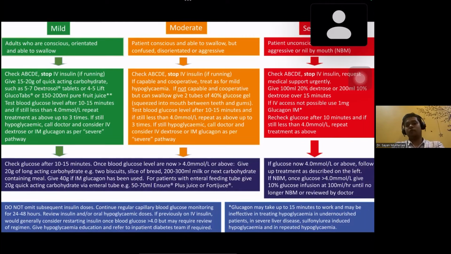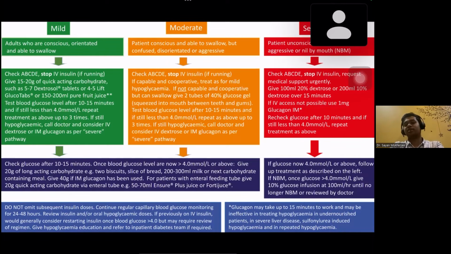If it's still less than 4, or if it's still less than the threshold that we have set, we can continue this 3 times. Give him glucose 3 times. And if he's still hypoglycemic, then it means that we need to give him IV therapy or some form of parenteral therapy. And so we'll classify him as severe.